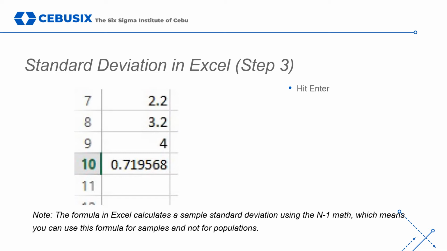The formula in Excel uses the n-1 math, which means you can use this formula for samples and not for populations. So, if you are working with an entire population, then you will need to either use Minitab or manually calculate the standard deviation using the steps we discussed previously, with each step being completed in a new column, since most of the calculations are specific to each individual data point up until the averaging of the second set of values.